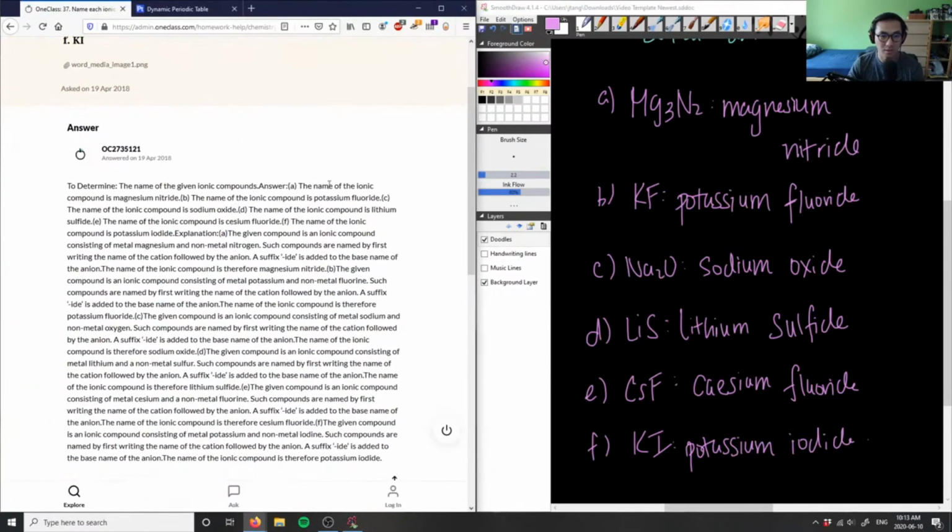So let's check their answers. A is magnesium nitride, which is good. B is potassium fluoride. C is sodium oxide. D is lithium sulfide. E is cesium fluoride. And F is potassium iodide. So this solution here is correct.